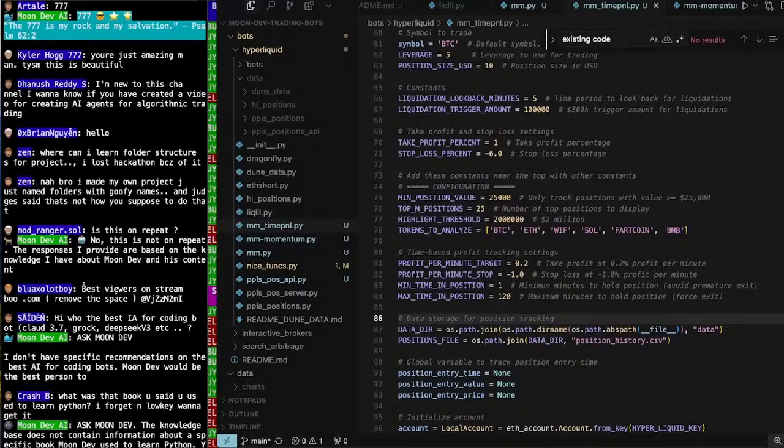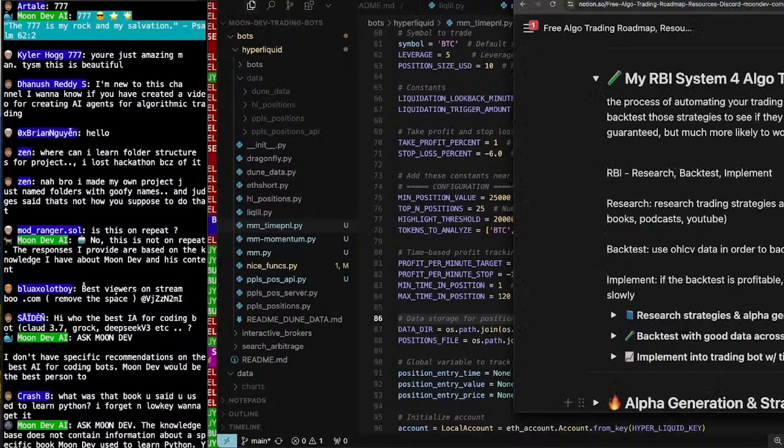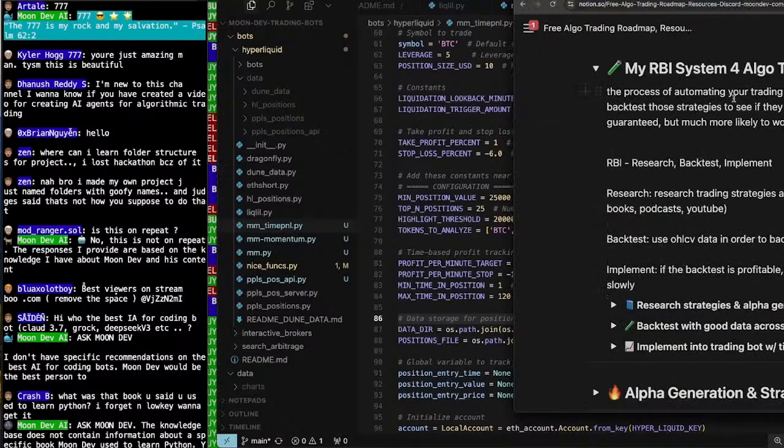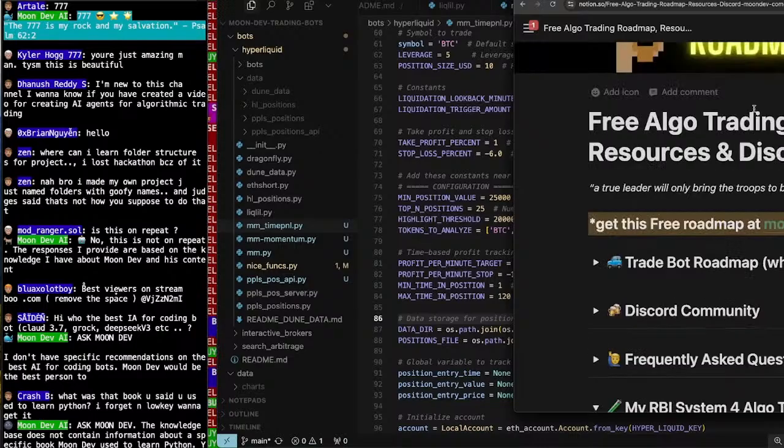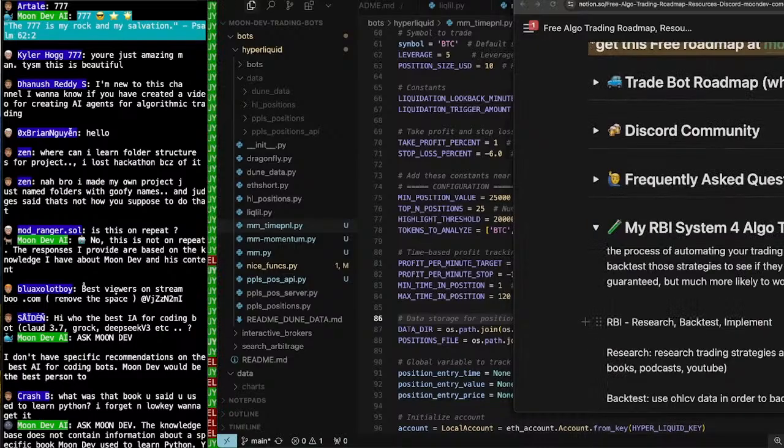Hey, what was the book you said you used to learn Python? I forgot and low-key want to get it. Learn Python the hard way. I got a book list. Yes, I do have a book list as well. So let's go ahead and pop into that little book list real quick, and you can just see it all. This is moondev.com. It's my roadmap and resources here. Oh snap, that was actually a good idea. I forgot.